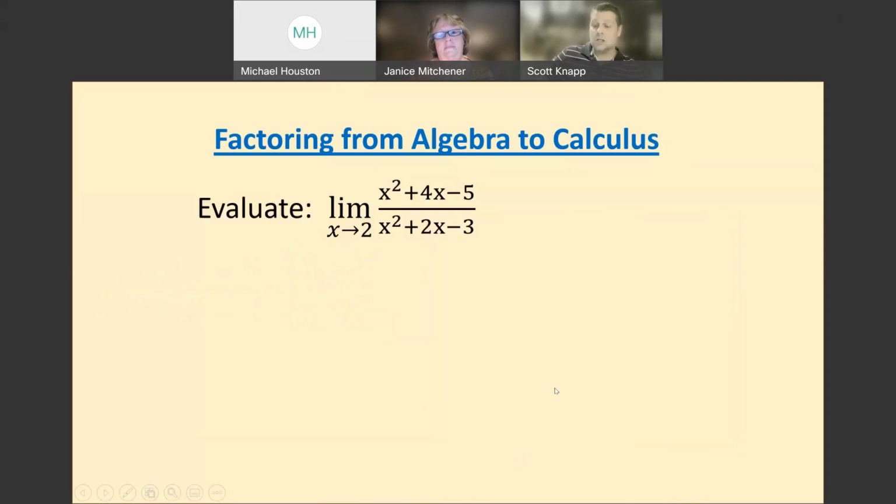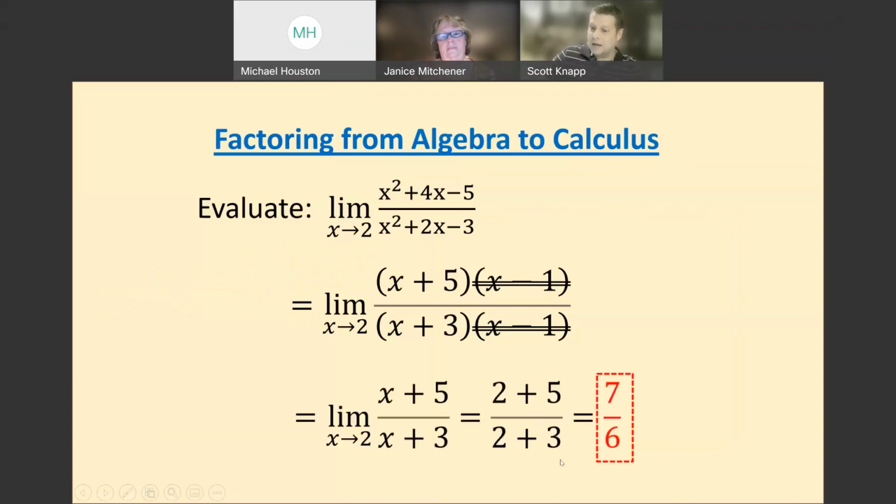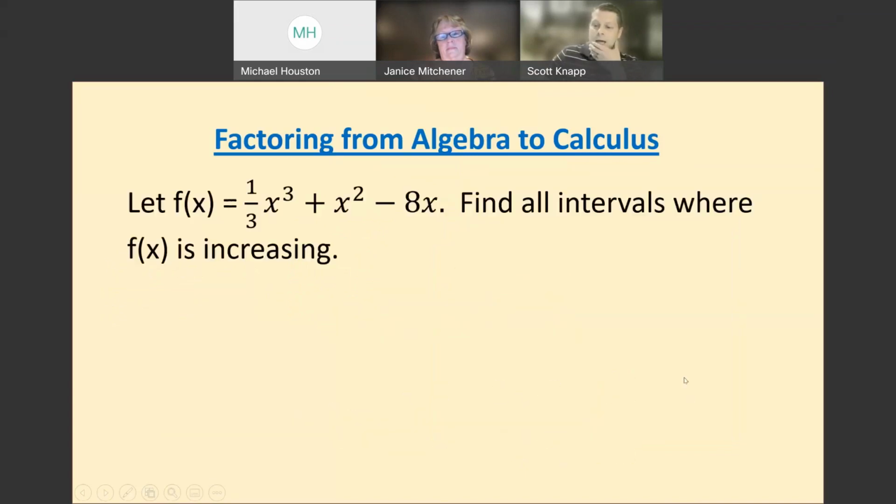In calculus, this just becomes something, that's just a small piece of evaluating a limit. We can't find the value of a limit of a function that's discontinuous unless we reduce out what's causing that discontinuity, and then we can evaluate. Okay, here's something that came up recently, right?